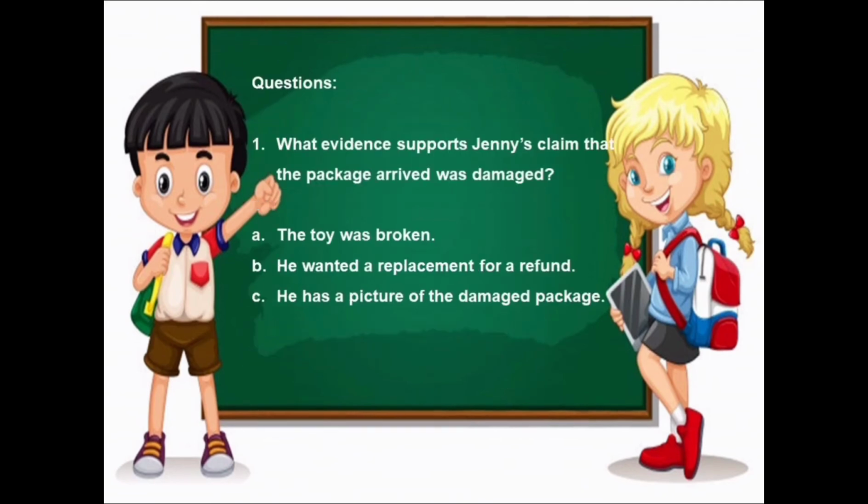What evidence supports Jenny's claim that the package arrived damaged? A. The toy was broken. B. He wanted a replacement for a refund. Or C. He had a picture of the damaged package. The answer is correct, letter C. He has a picture of the damaged package.